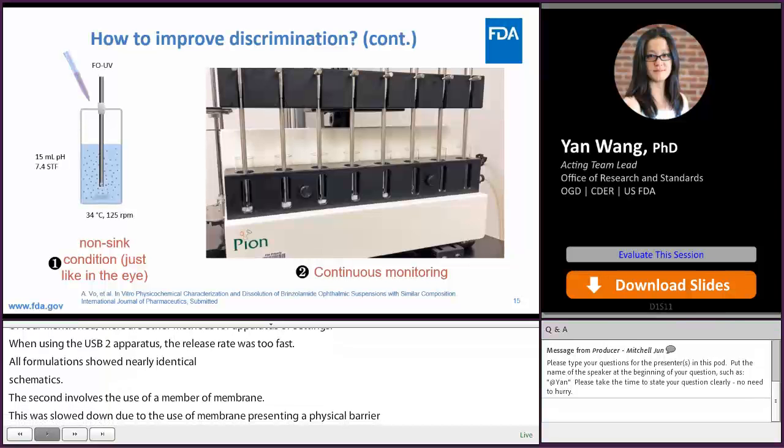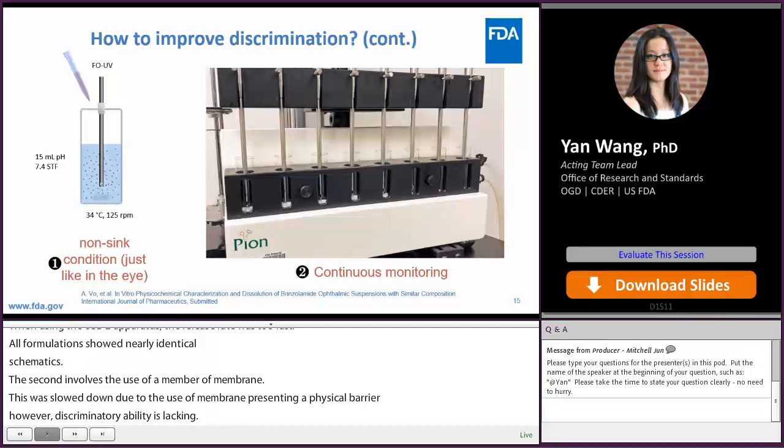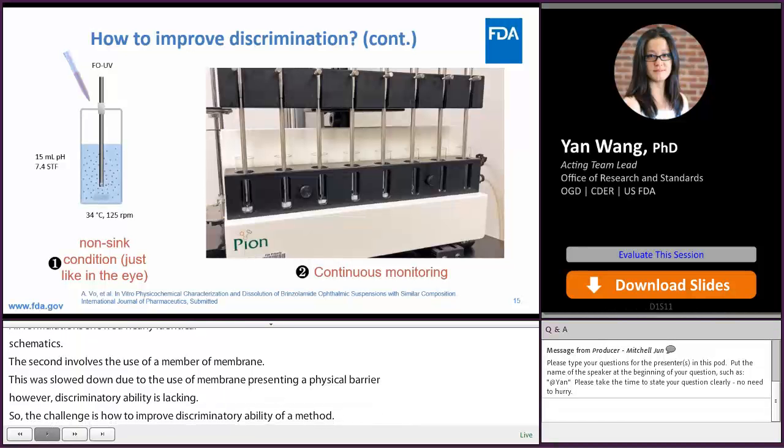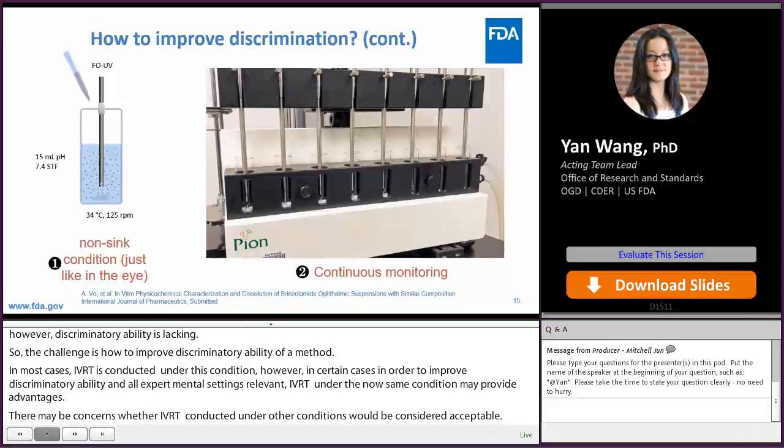So, the challenge is how to improve discriminatory ability of a method. In most cases, IVRT is conducted under a sink condition. However, in certain cases, in order to improve discriminatory ability and/or make experimental setting more biorelevant, IVRT under non-sink condition may provide advantages. There may be concerns on whether IVRT conducted under a non-sink condition would be considered acceptable. The answer is, sink or non-sink condition, either way may be acceptable as long as sufficient justification is provided.